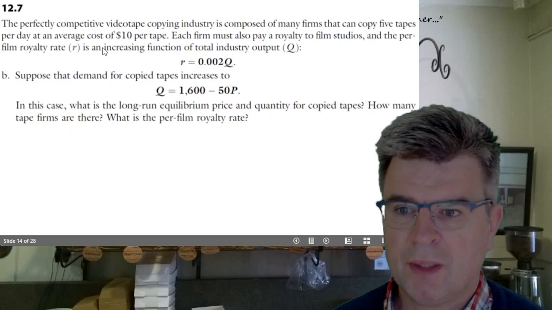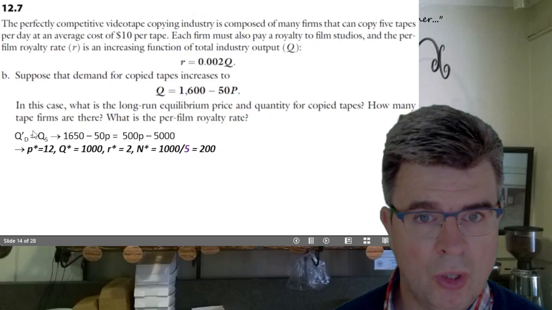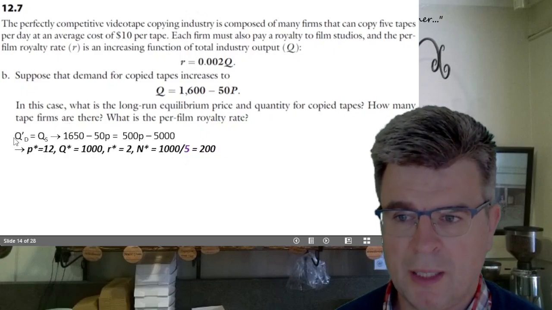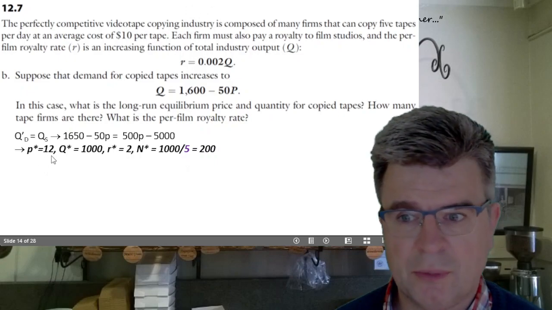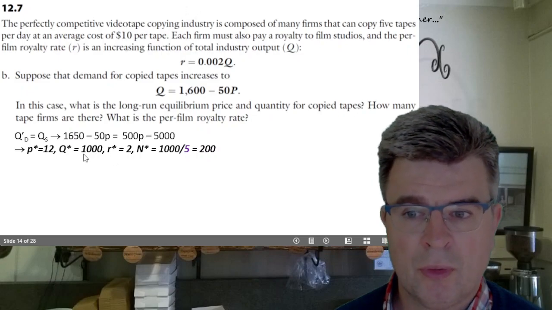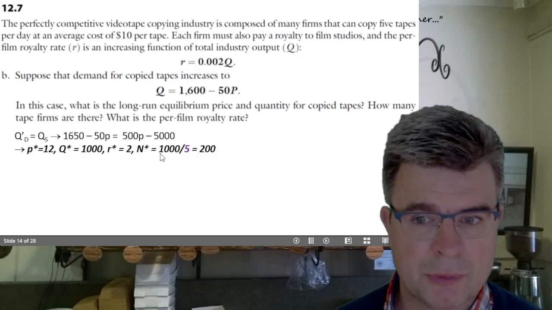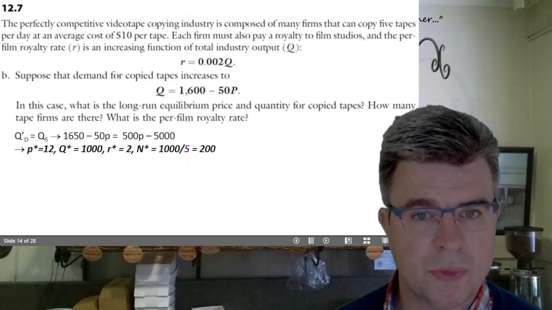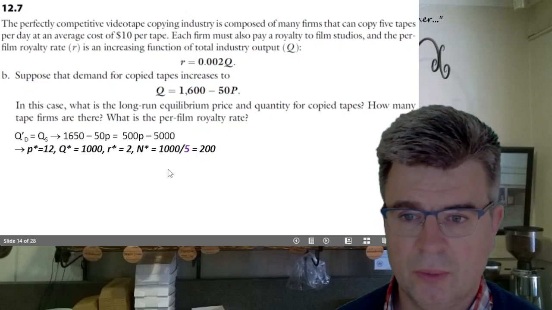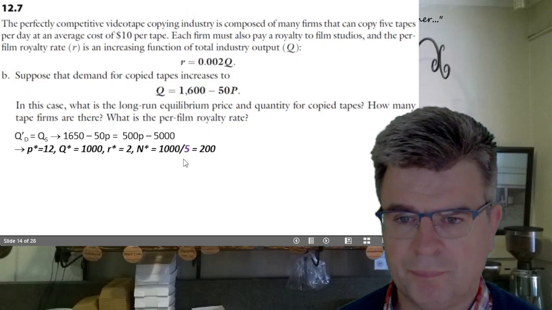So what will happen? Again, in the new long run equilibrium, supply needs to equal demand, and we will observe that the new equilibrium price is equal to 12. The quantity supplied is equal to 1000. The per film royalty rate increases to 2, and the number of active firms increases to 200. This is because this is a long run equilibrium and entry is possible.